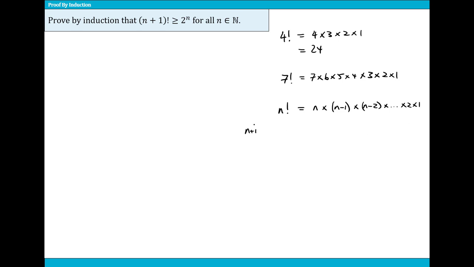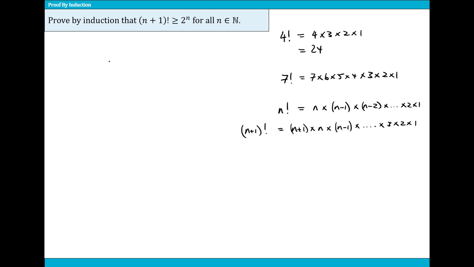If I had n plus 1 factorial, well, that would start at the number n plus 1, and I would multiply by the number before n plus 1, which is the number n. I'd multiply by the number before that, which is n minus 1, and I'd multiply all the way back until I'm at 3 by 2 by 1. So that's what the notation means. It's just a way of writing numbers being multiplied by one number less all the way back to 1.